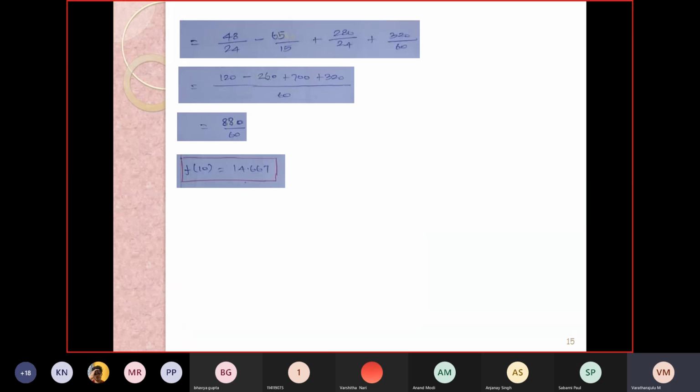Arvind Roshan, Anand Modi, Hamala Shrikant, Arvind Roshan, please unmute your mic and please join with us till the end. Anand Modi, Hamala Shrikant, Abhishek. Yes, sir. Yes, yes. Shall I change the slide? Yes, sir.